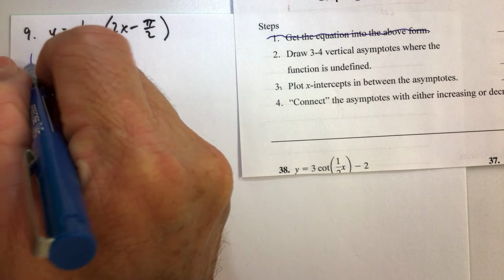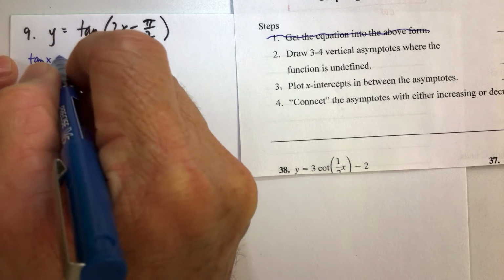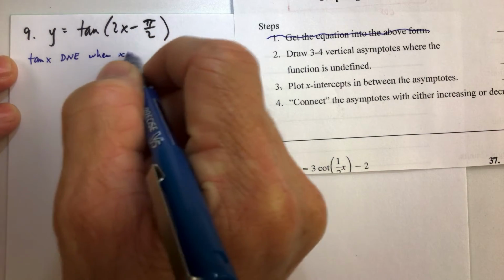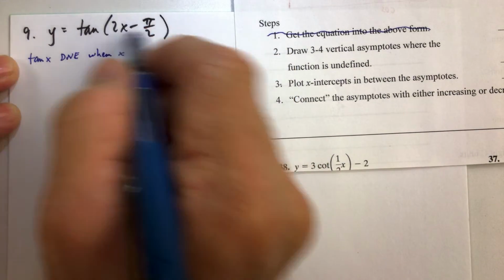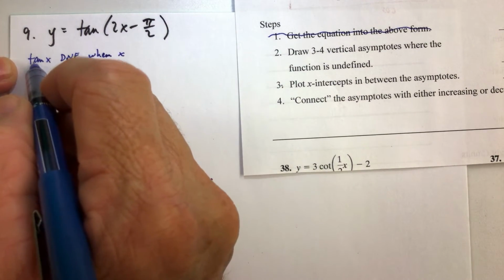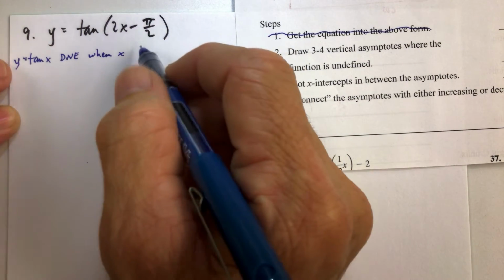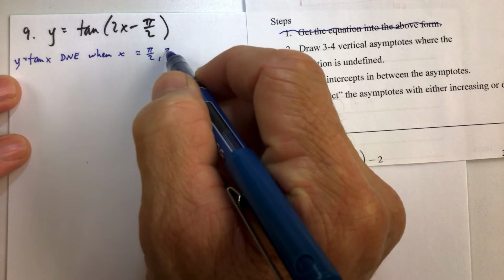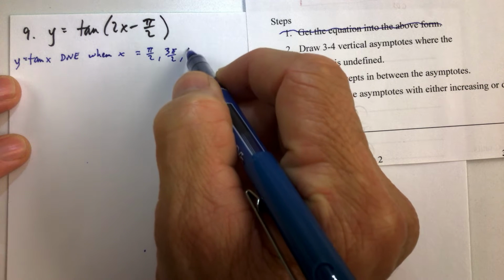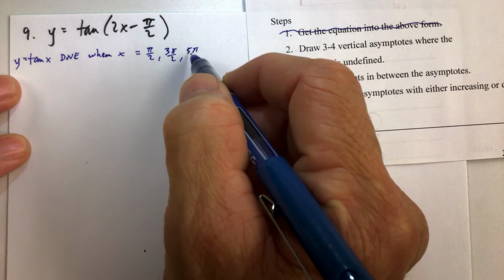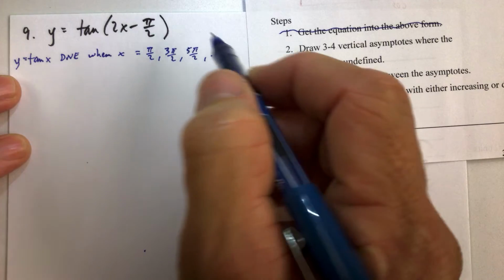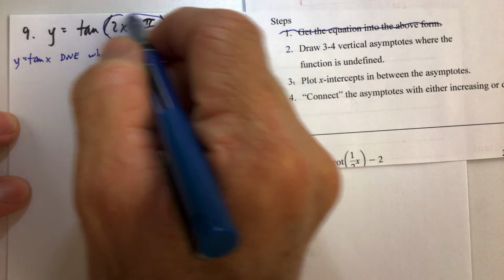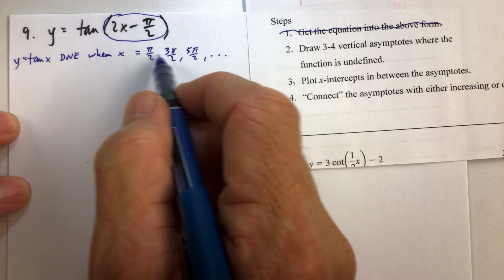Well, we know that tangent of x does not exist when x... Okay, so just x. We're not worried about this current function, but the parent function, y equals tangent of x, does not exist when x is equal to the top of the unit circle, the bottom, and we keep going around: pi over 2, 3 pi over 2, 5 pi over 2, and so forth. Okay, what does that mean? That means that whatever you're taking the tangent of is not allowed to be equal to these values.